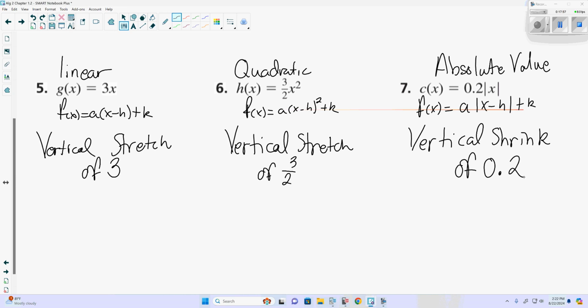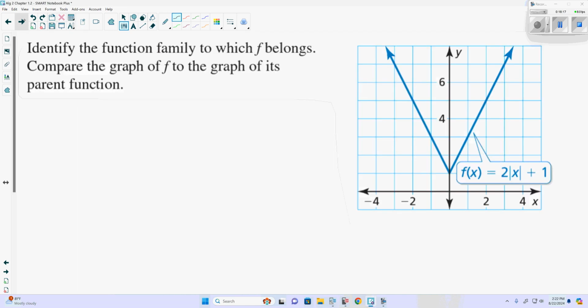Awesome. Now, you might be wondering at this point why I've been rewriting the whole equation every single time. Because here, all we've had is vertical stretch. So couldn't we just write a times the absolute value of x, or a times x squared? I mean, yes, but not every single one is just going to have a transformation. Because if we look at this next one here, we have 2 times the absolute value of x plus 1.